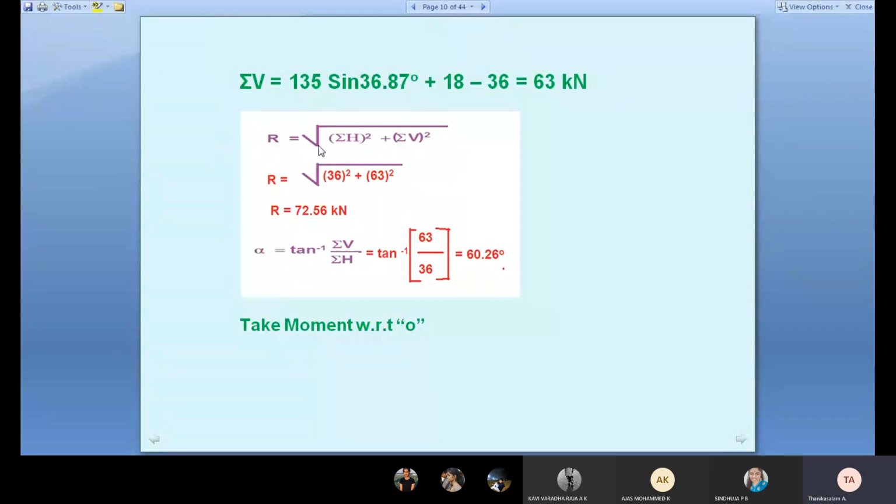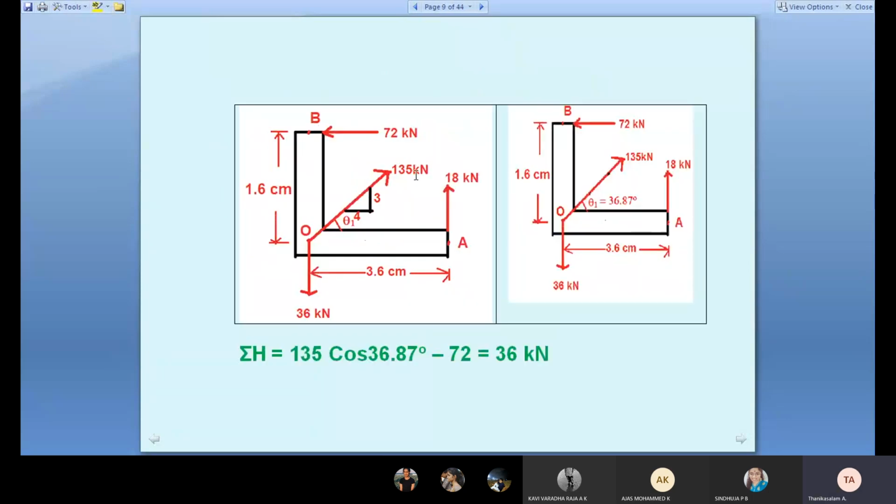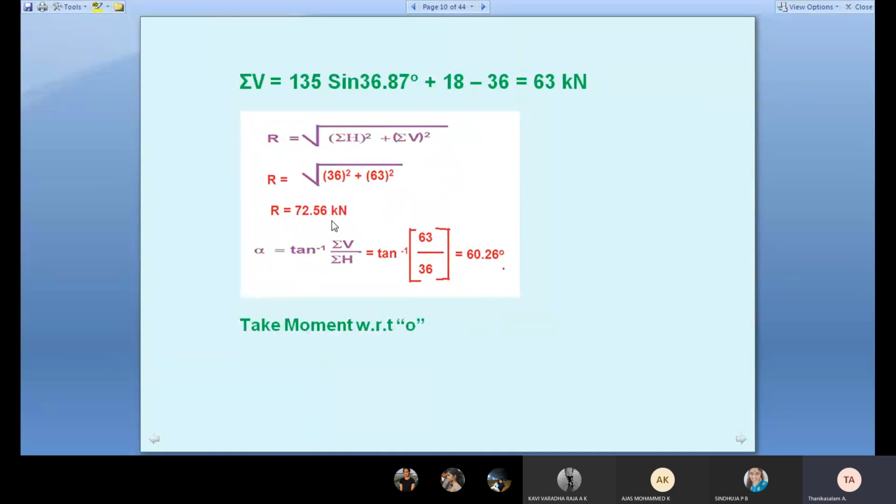We know the resultant equals square root of summation of H square plus summation of V square. Summation of H equal to 36. Summation of V equal to 63. Therefore, R equal to 72.56 kilonewton. Then alpha equal to the resultant direction, tan inverse of summation of V divided by summation of H, tan inverse of 63 divided by 36. Alpha equal to 60.26 degree.